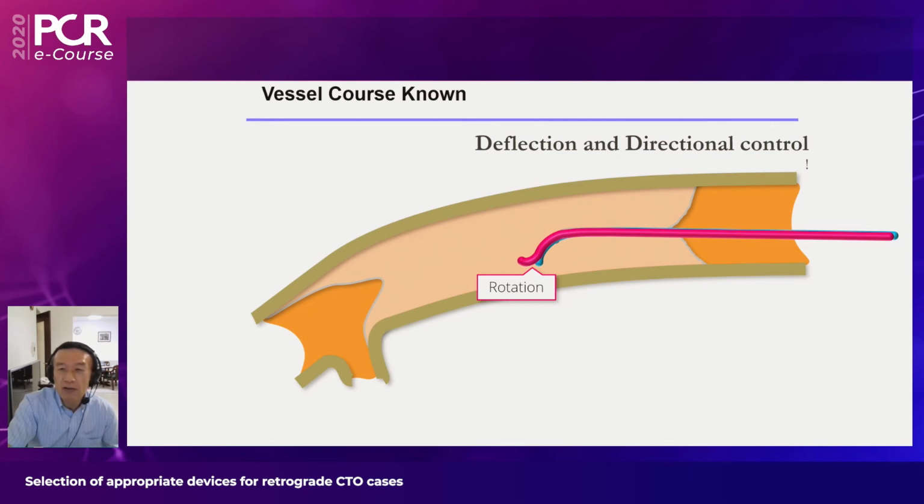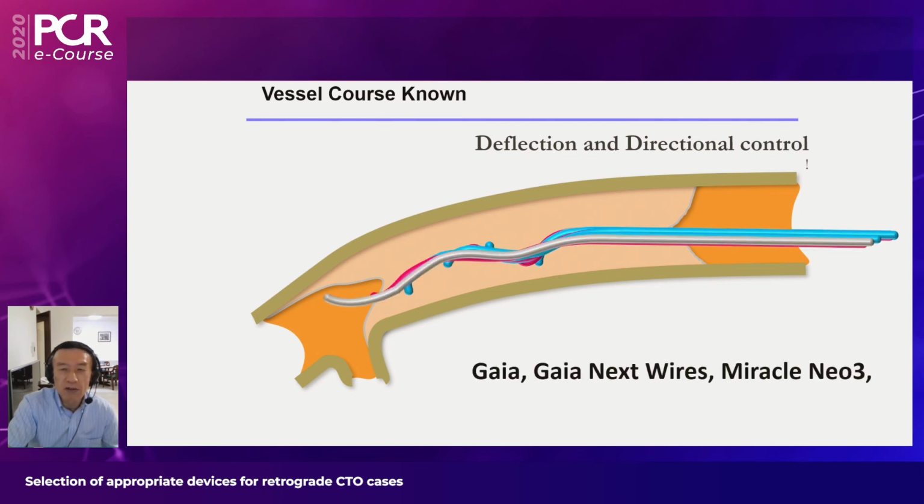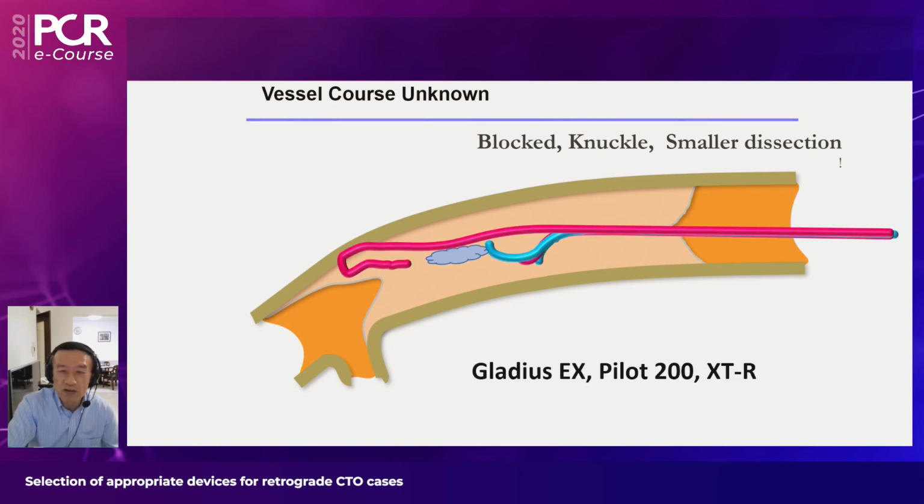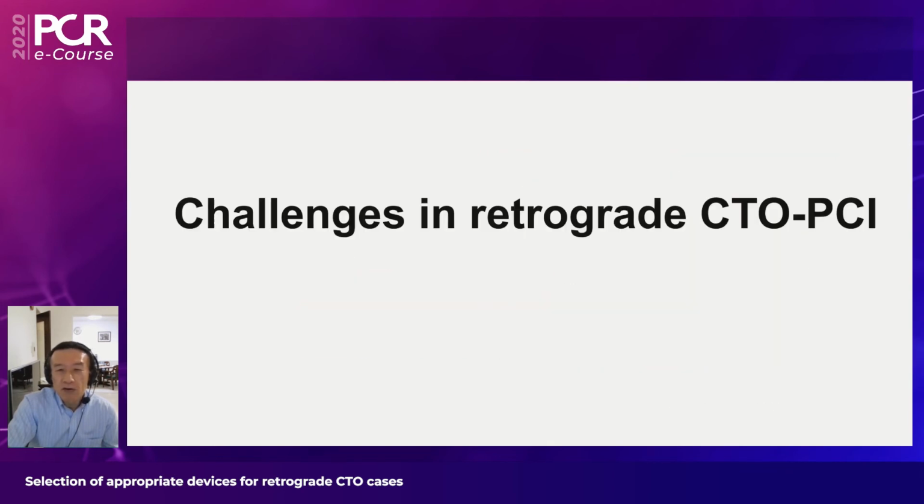So probably we can say that if you know the vessel course, we can do the deflection control and the directional control, like using the Gaia wire or the Gaia Next wire in some countries. If the vessel course is known, and sometimes we can recognize some kind of very hard resistance. And when we have some resistance, then we can use some polymer jacket wire, such as Gladius EX and Pilot 200 for the knuckling to the distal vessel. And then we can use either the guide wire based reentry, such as the LAST, or the device-based reentry, such as the Stingray system here. So this is already explained. So probably those are the new devices with additional experience.